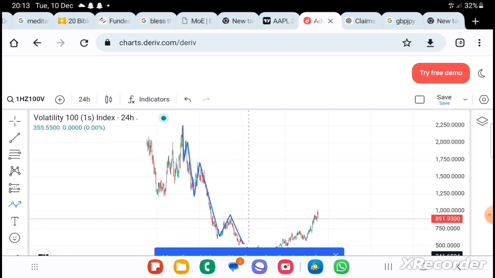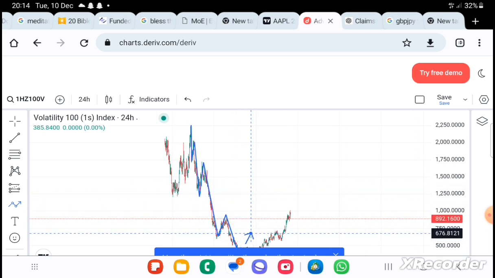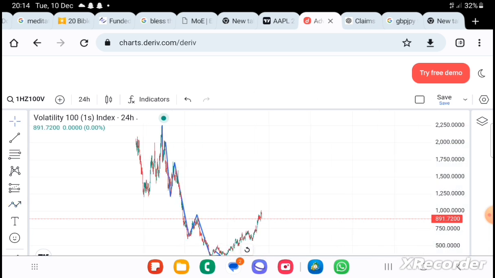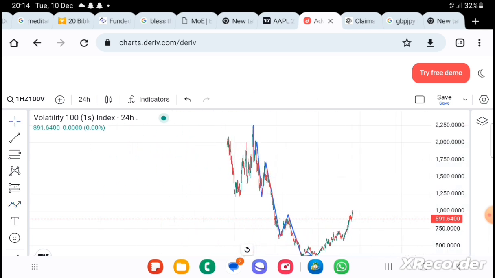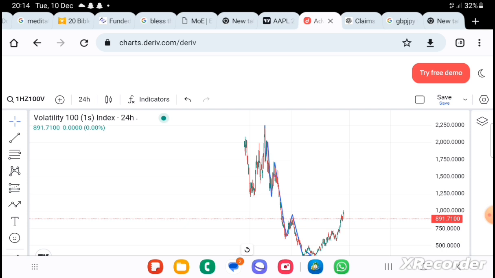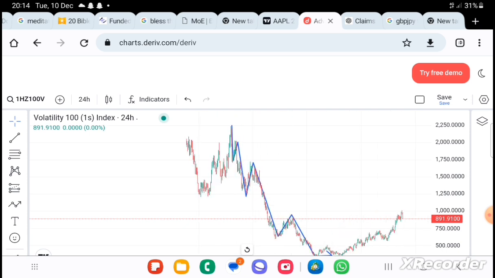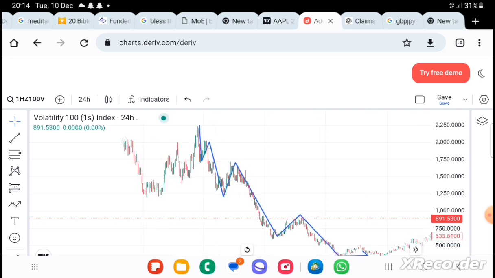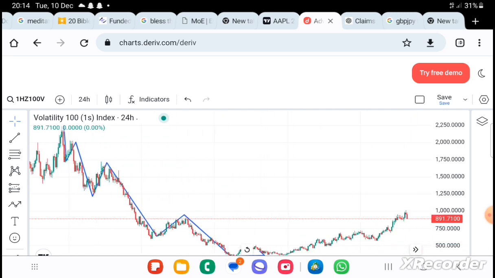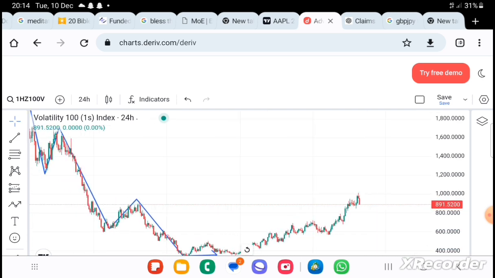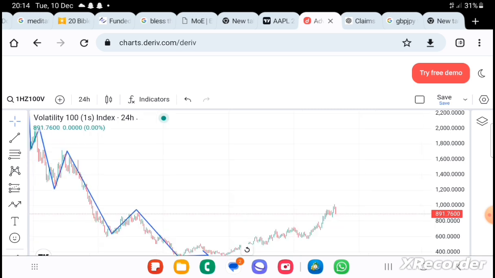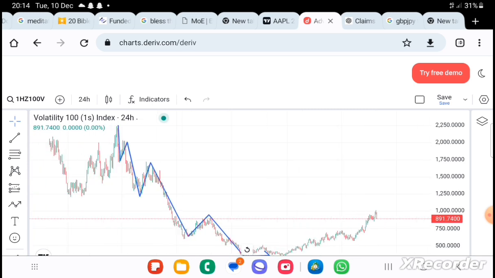But you realize that at some point price began to come up. You can see some break of structures to the upside, indicating that the sell trend is being exhausted, or there's a trend change happening.